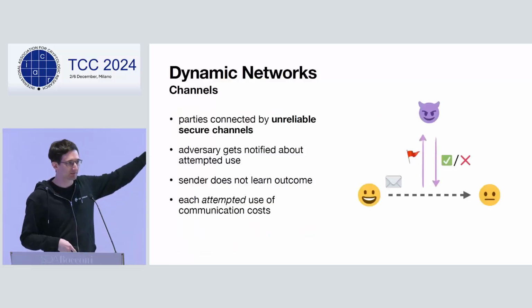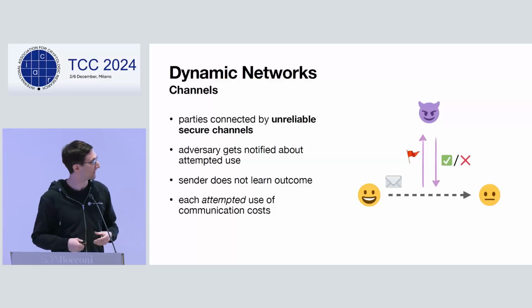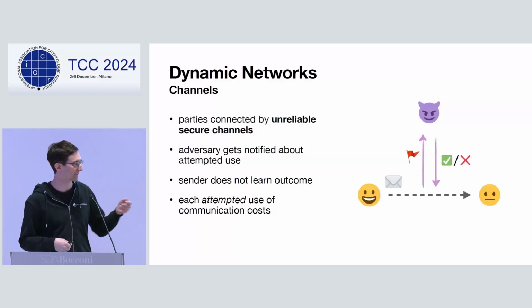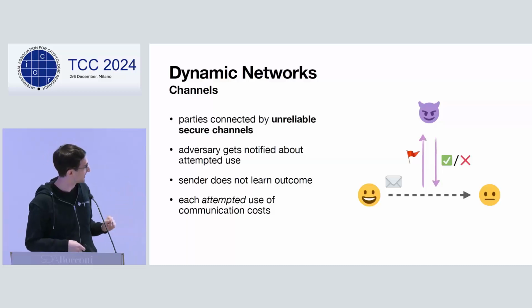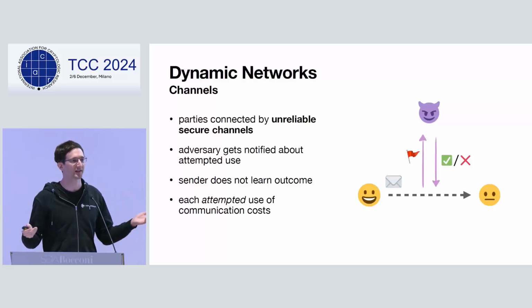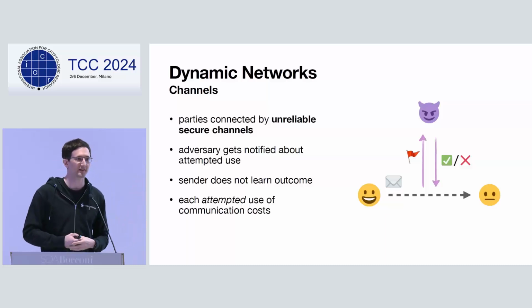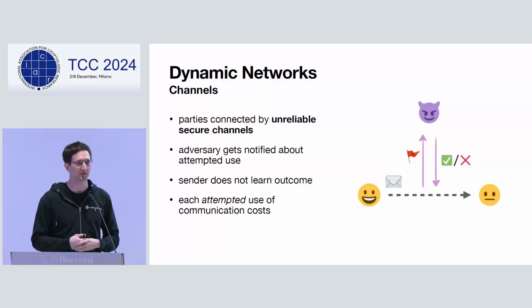Now, these channels we have here, we call them secure but unreliable. That means the bad guys cannot see what is on the channel, but they get a notification about what happens. Like someone wants to send a message, but they don't learn the message. Unreliable here means the adversary gets notified, and then they can decide whether that channel actually works or not. Note that the sender does not learn about the outcome of this, so they don't get a success bit. And because we want to be fair in terms of communication complexity, if you want to use a channel, even if it doesn't work, we count that as communication.